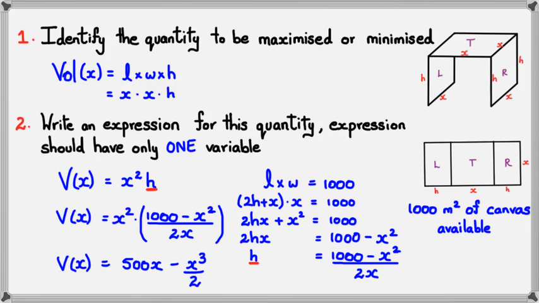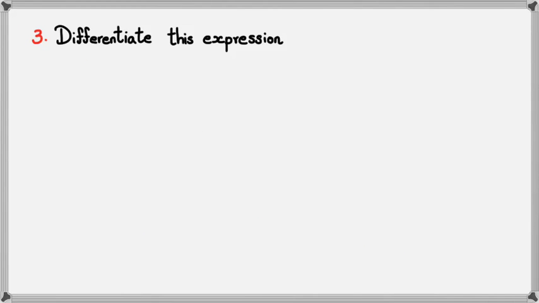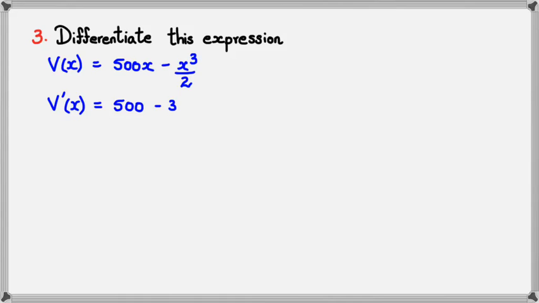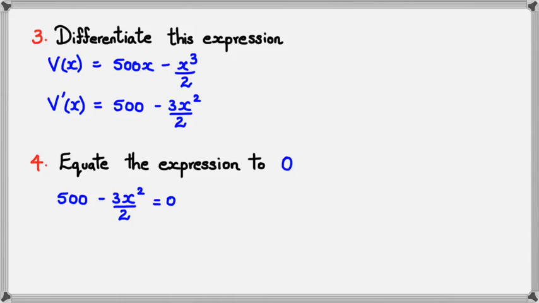Okay, from this point we're going to go on to our third point, and that was to differentiate this expression. So we had volume of x is equal to 500x minus x cubed divided by 2. Differentiating this, we're going to get 500 minus 3x squared divided by 2. Once we differentiate this expression, we want to go to the next part, which is put it equal to 0 and solve it.